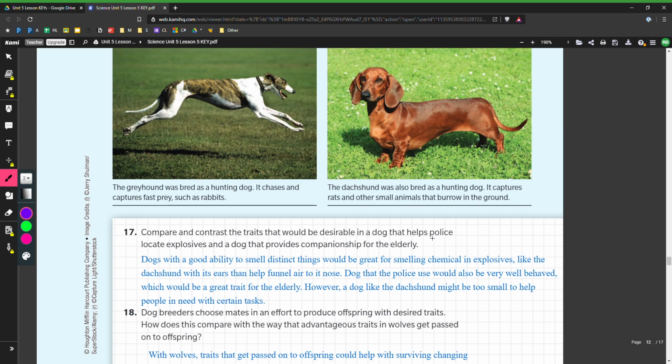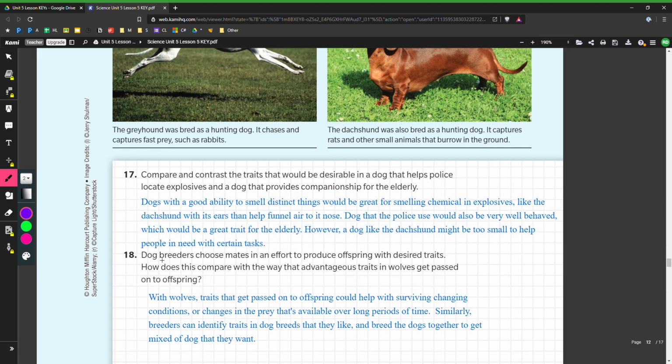So it says compare and contrast the traits that would be desirable in a dog that helps police locate explosives and provides companionship for the elderly. This gives some examples of dogs, but I said things that would be good for helping police locate explosives would be really good smelling, like this dog has really big ears, and a lot of times dogs with big ears, when they put their heads down, it funnels the air to their nose so they can smell really well. They'd want to be really well behaved, things like that. So maybe this dog would be really good for finding explosives, but maybe this dog would not be that great for helping the elderly because it's really small. So you couldn't use that dog to help carry something or really pull you along or jump in to protect you. It's dinky.